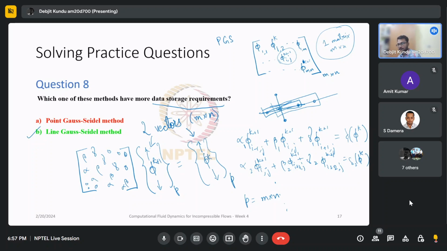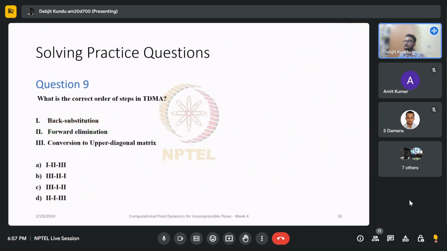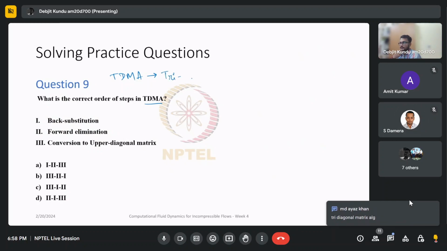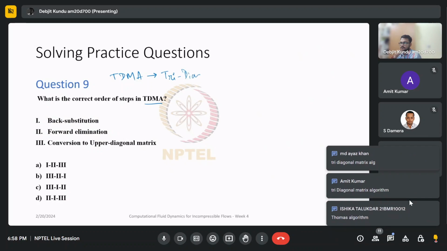So if things are clear, we will keep moving along to the second last question of today's session, which is asking us what is the correct order of steps in TDMA. What is TDMA? Can anyone tell me? You can type in the chat box or you can unmute and answer as well. Tridiagonal matrix algorithm. Correct. Good.